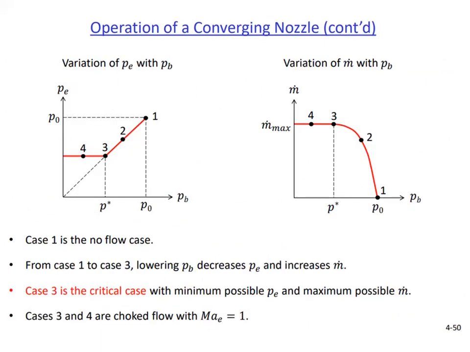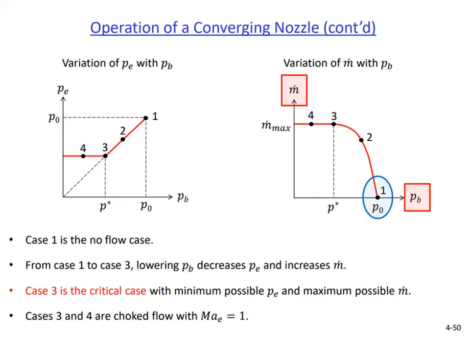And this slide provides another summary of our converging nozzle experiment using two new plots. The one on the left shows how the exit pressure changes with the back pressure. For cases 1, 2, and 3, exit pressure and the back pressure are equal. But for case 4, which is the supercritical case, exit pressure is the critical pressure, which is higher than the back pressure. The plot on the right shows the variation of the mass flow rate with the back pressure.